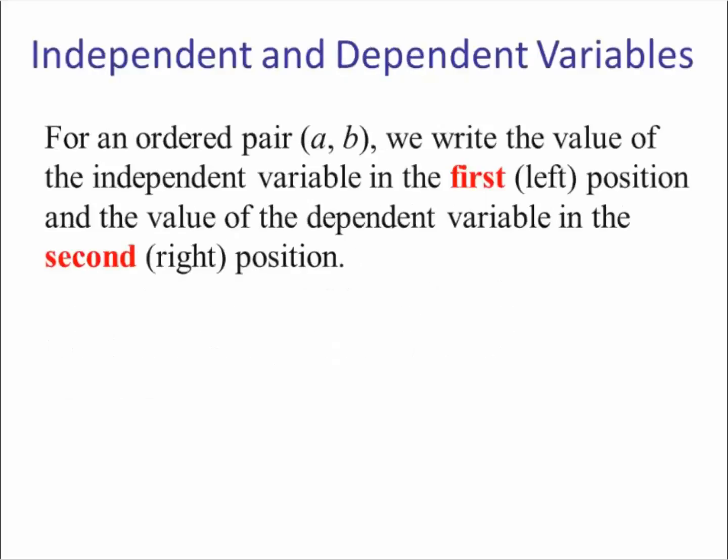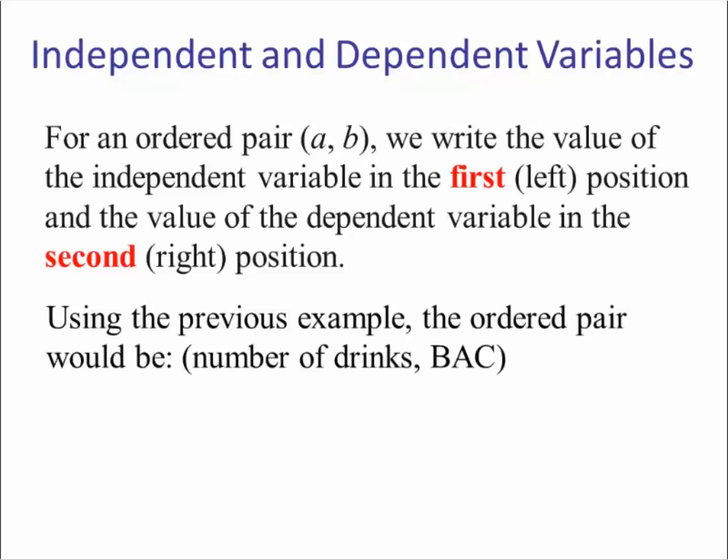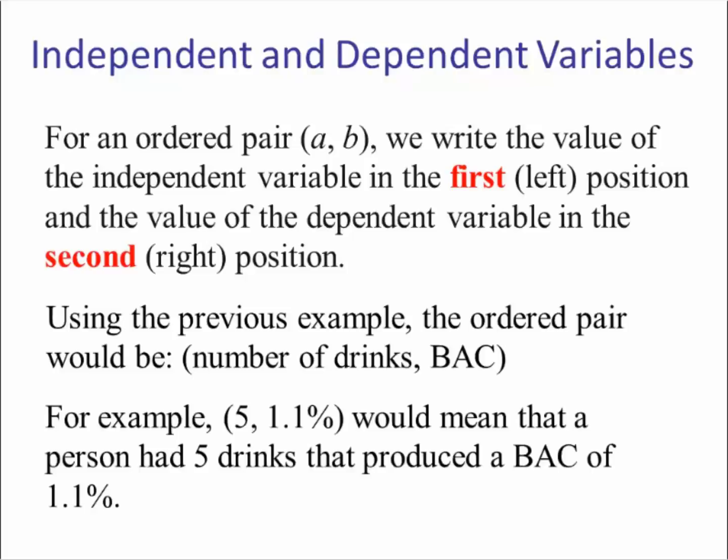For an ordered pair (A, B), we write the value of the independent variable in the first position and the value of the dependent variable in the second position. So for example, using the previous example, our ordered pair would be the number of drinks, comma, BAC. Thus, if we are given one data point, the ordered pair (5, 1.1%), this would mean that a person has 5 drinks that produces a blood alcohol concentration of 1.1%.